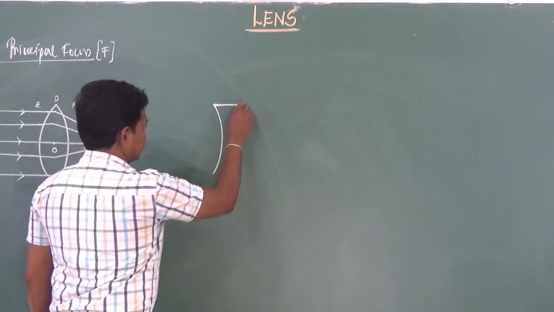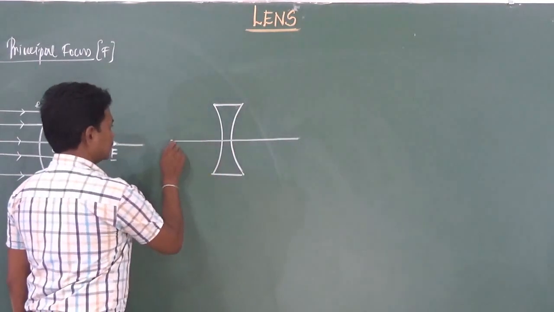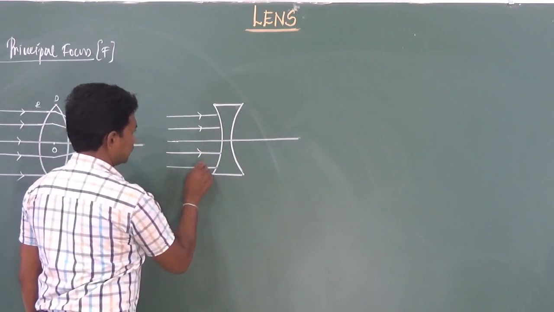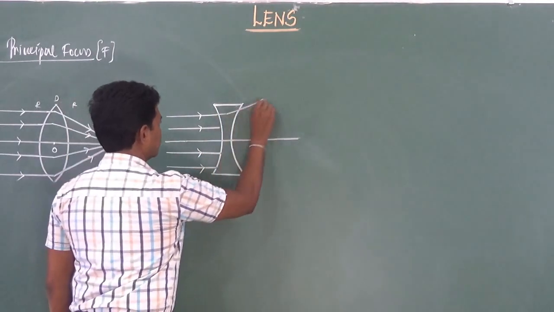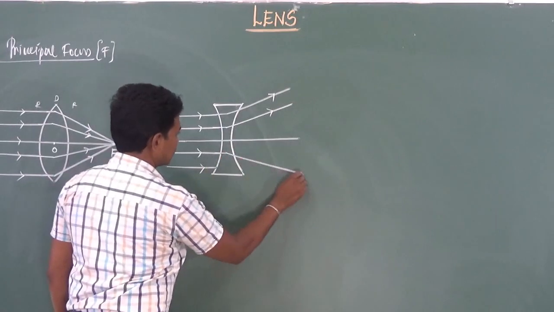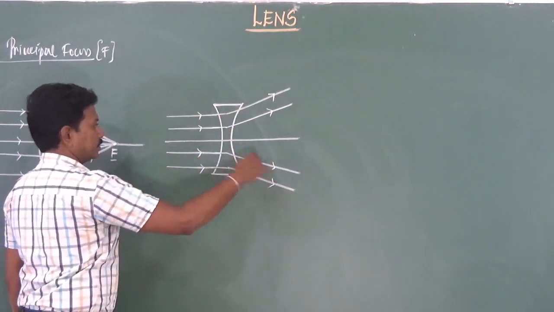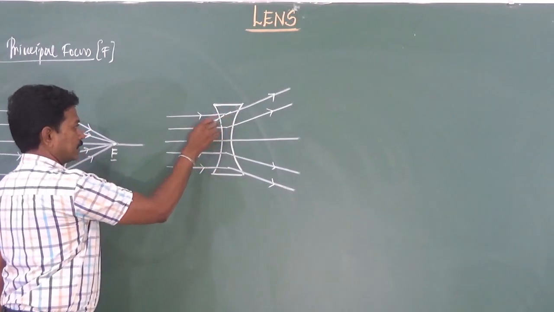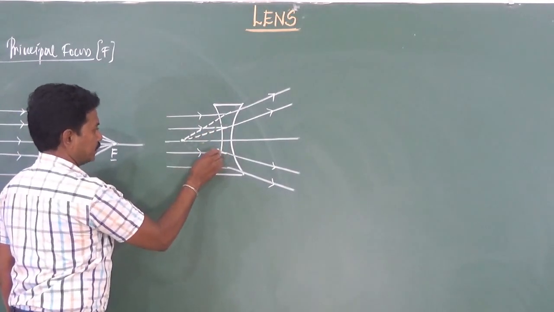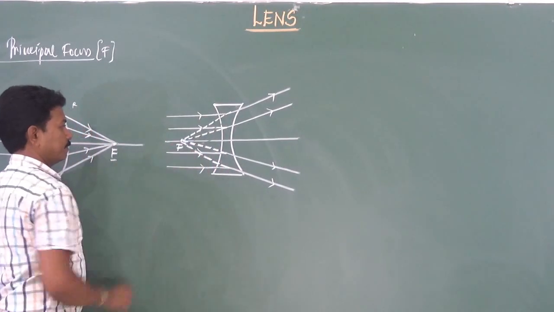Next, let us see what happens in the case of a concave lens. This is a concave lens and this is the principal axis. Let us imagine light rays traveling parallel to the principal axis. After refraction, these light rays travel in this direction, because the lens we are using here is a diverging lens. The diverged light rays appear as though they are starting from a point on the principal axis. This point on the principal axis is called the principal focus.